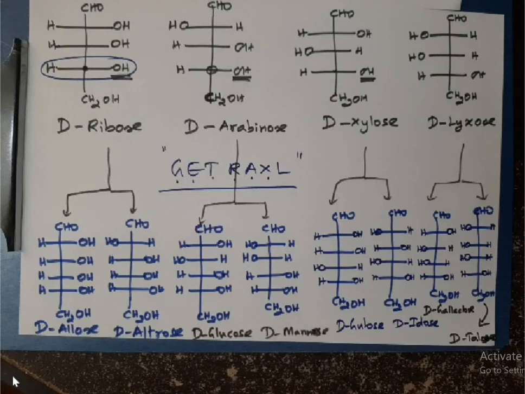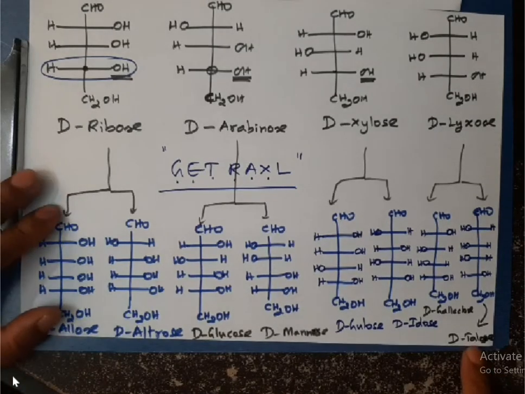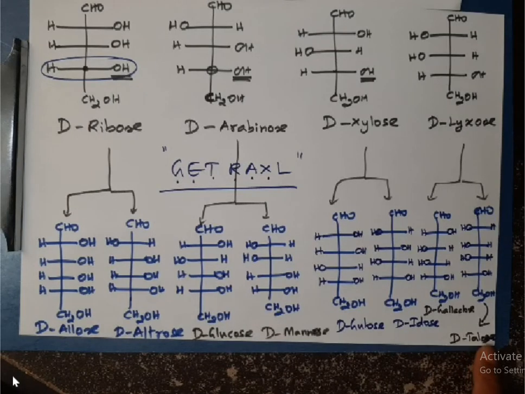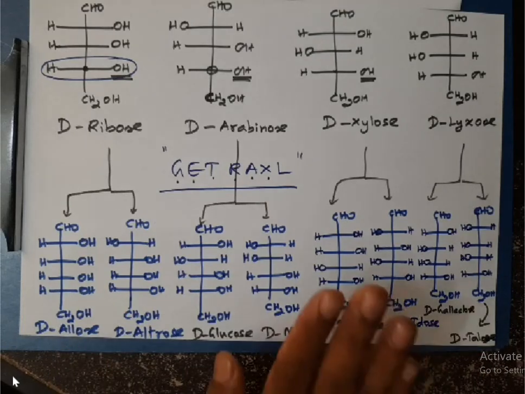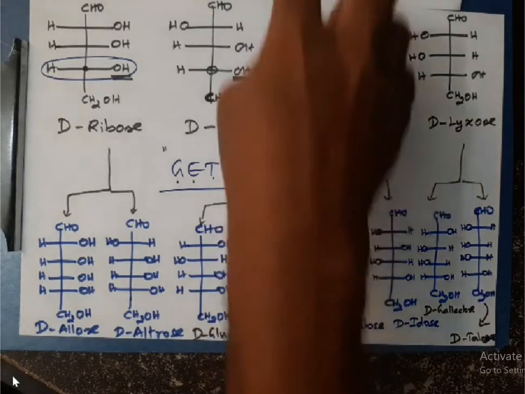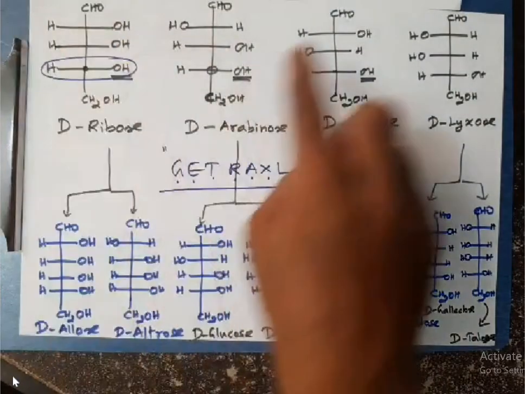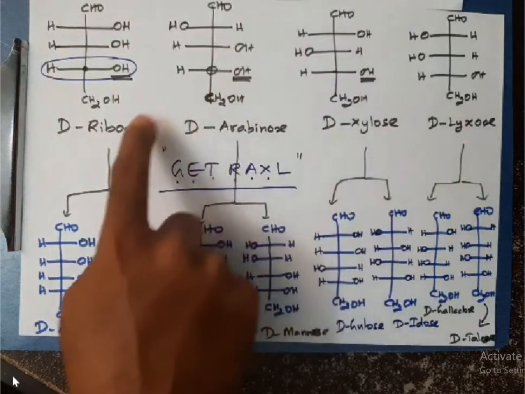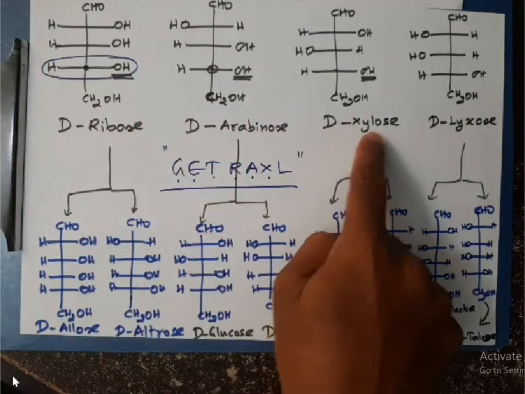Sir, what is the last compound? Talose. D-talose. T-A-L-O-S-E, talose. Okay, sir. How to remember these names? Yes, for this also we have a shortcut. For these 7 compounds: glyceraldehyde, erythrose, threose, ribose, arabinose, xylose, and lyxose.